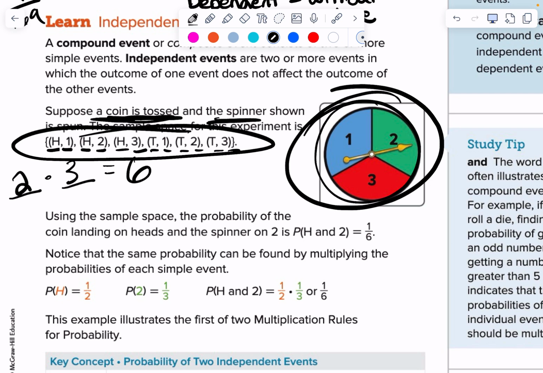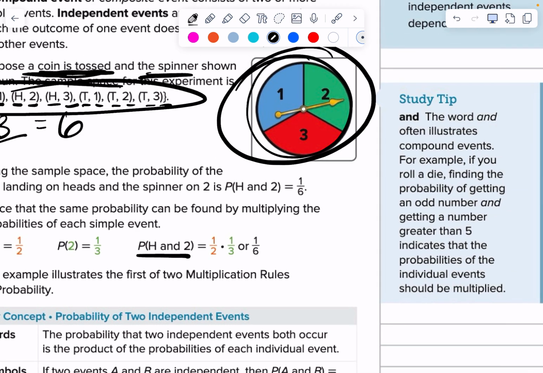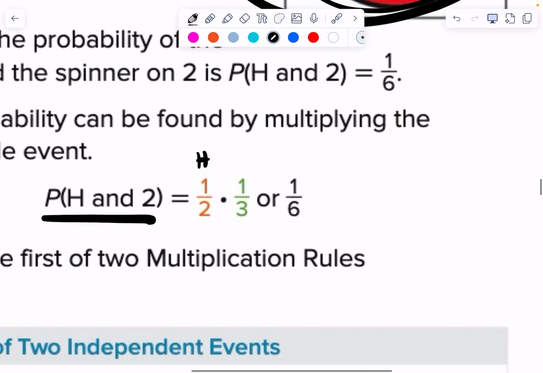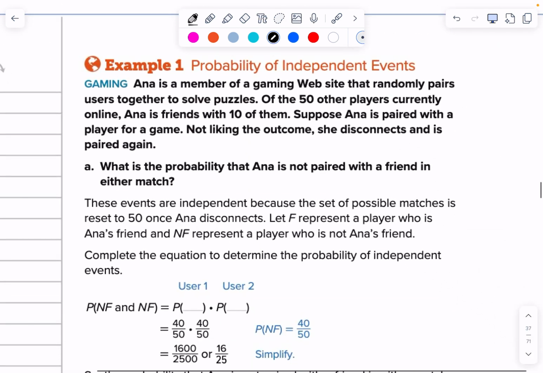All right, we're going to be doing probability here in a second. Let's do this. They say the probability of heads and then getting a 2. The probability of getting a heads is 1/2. The probability of spinning a 2 is 1/3. I multiply those together and I get 1/6. Got it? You're multiplying. You're doing 2 events. Okay, let's go to example 1.